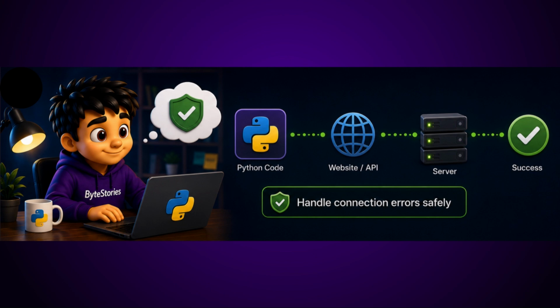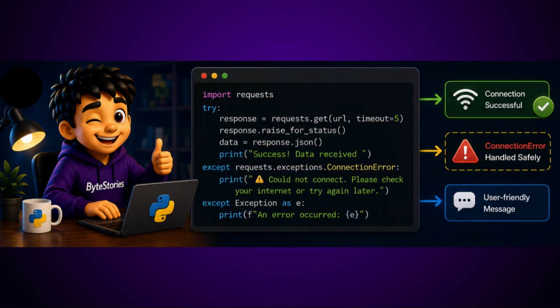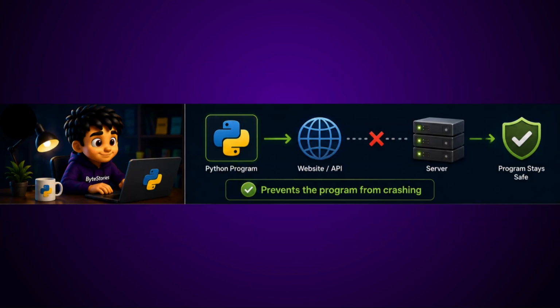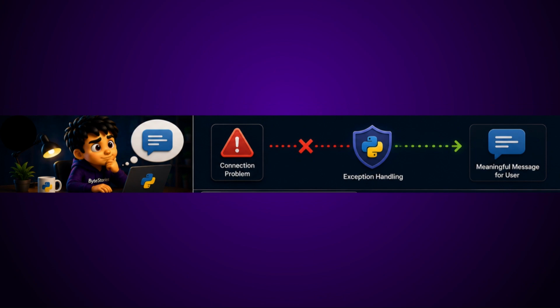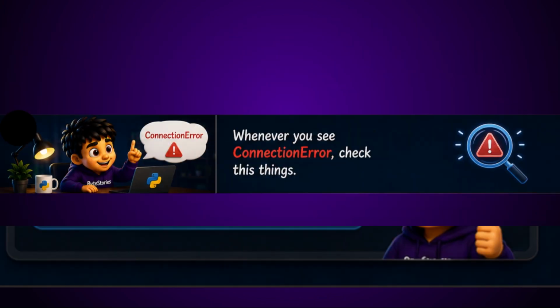A good practice is handling connection errors safely. This prevents the program from crashing. Instead, the user receives a meaningful message explaining the problem.